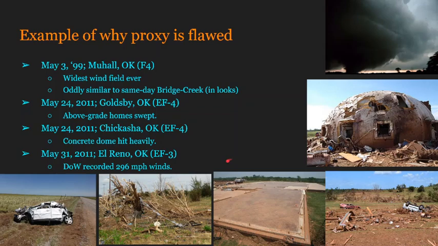Doppler on Wheels, which is DOW, recorded wind speeds of 296 miles per hour. That is insane. And the only reason this thing was rated EF3 was because it barely scraped El Reno, since it went south of El Reno. Look up this tornado, see the track. It is a very weird track tornado.